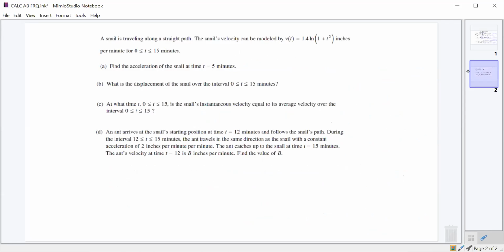And then the snail problem. First, we were looking for the snail's acceleration at 5. So that was just v prime of 5, which I feel like was 0.5 something or another. Yeah, around there. Make sure you round to 3 decimals. But that part should have been pretty easy, right? Just the derivative of velocity is your acceleration.